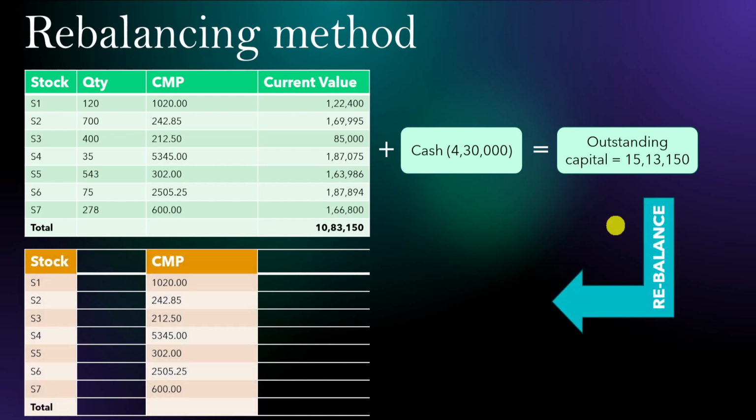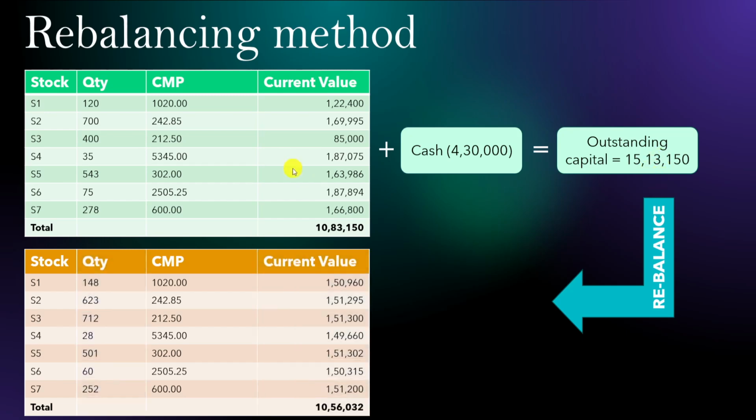Now, the same stocks, and the current market price is not going to change. Assume we have sold all the stocks in the previous step, and we got 10,83,150, and we added this to the 4,30,000 cash component. Our net cash component is 15,13,150. Now we have to buy the same stocks again, but this time with a different quantity after applying the rebalancing. So when you have 15,13,150 outstanding cash, and we have 10 stocks max in our portfolio, we have to divide this number by 10. So each stock will have 1,51,315.